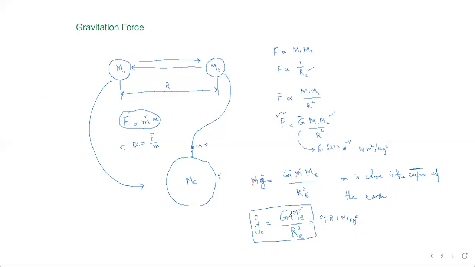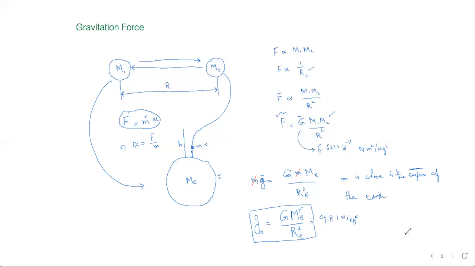Okay, now we move toward our question: what will happen if we go away from Earth? If we go away, we are not close to the surface anymore, meaning that the distance, the height h, is now significant. It's quite a lot.